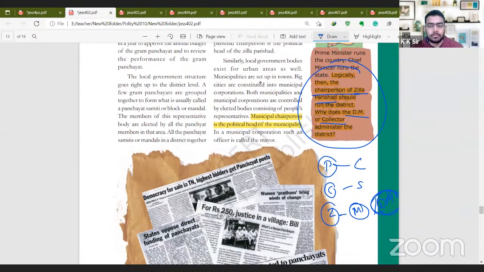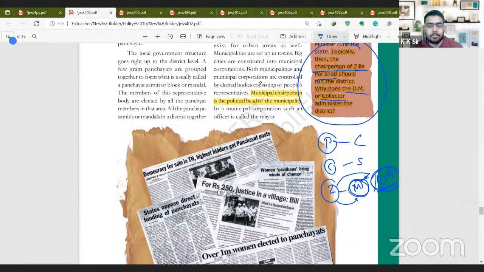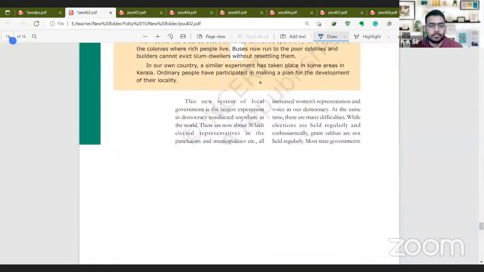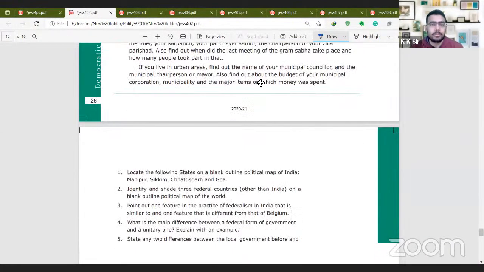Although mayors are the elected head. In many states, changes have been made to give more power to the mayors and less power to DMs. But still, in the majority of the states, DMs are given more power. So this is about federalism.